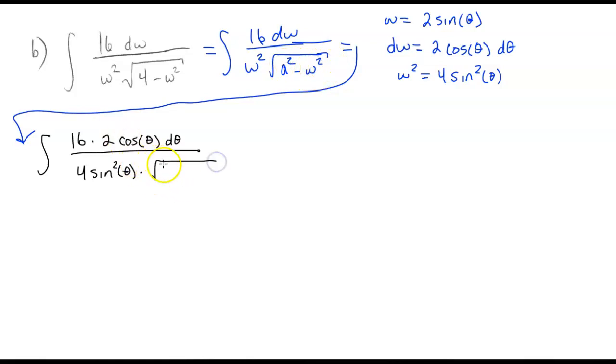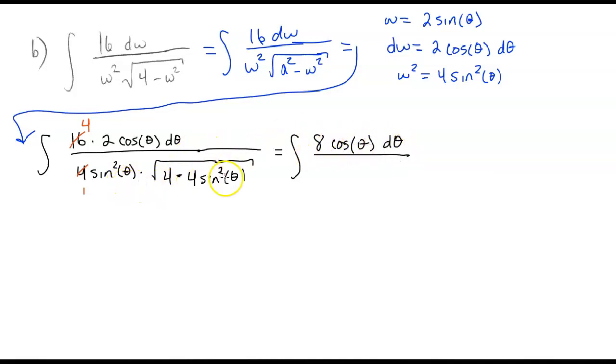So square root of, we know a squared is 4. When we know w squared is just going to be 4 times sine squared here. So now we can just simplify what we can here. I'll go ahead and simplify as I go. So we know 16 divided by 4 is just 4. Okay, and of course 4 times 2 is going to be 8 here. So we'll just say now we have integral 8 of cosine theta d theta.